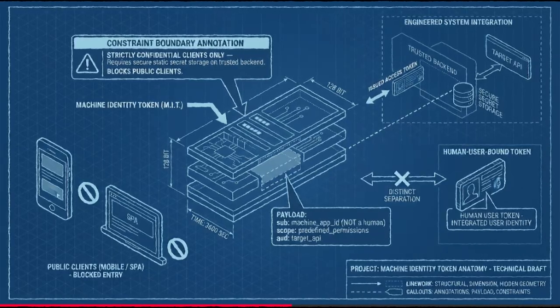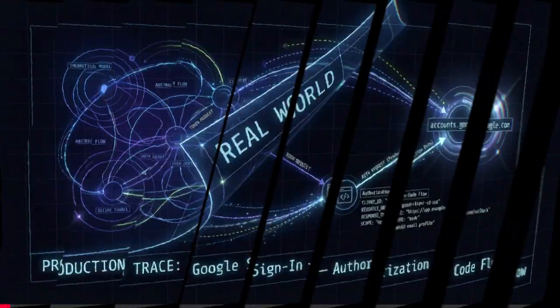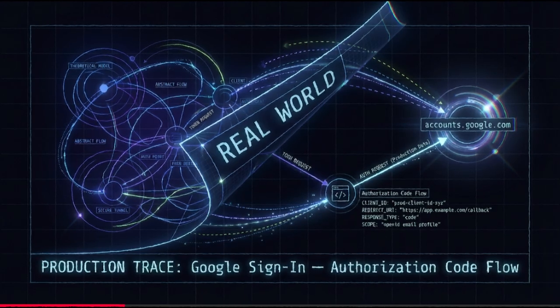Because this architecture relies heavily on the secure storage of a static secret, it is strictly limited to confidential clients operating on trusted back-end infrastructure. Examining a real-world scenario clarifies how these parameters execute in production. Consider tracing the exact sequence for a standard login with Google implementation using the authorization code flow.